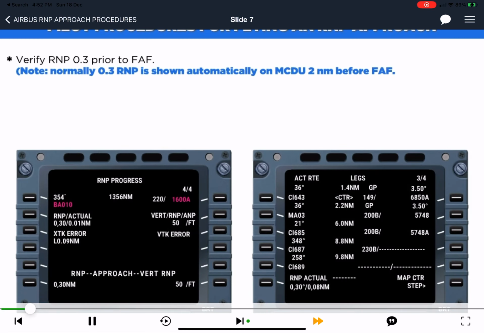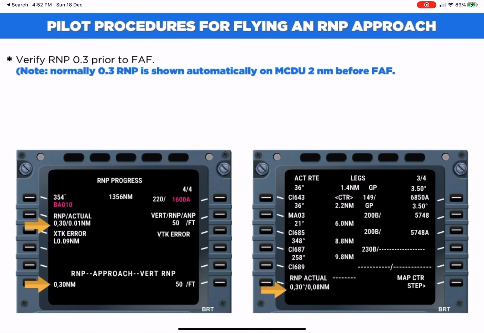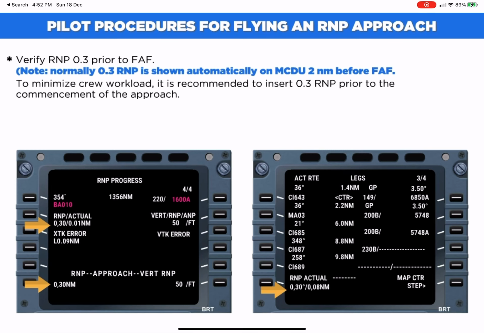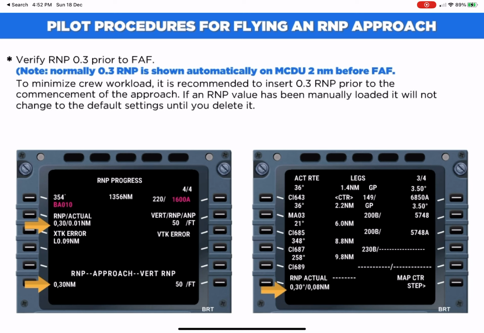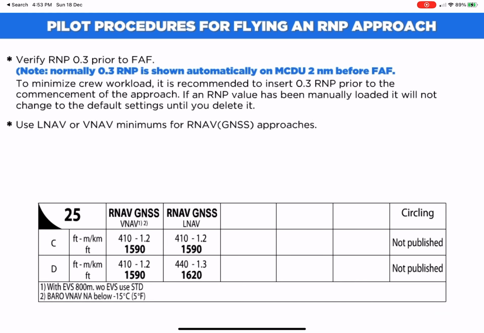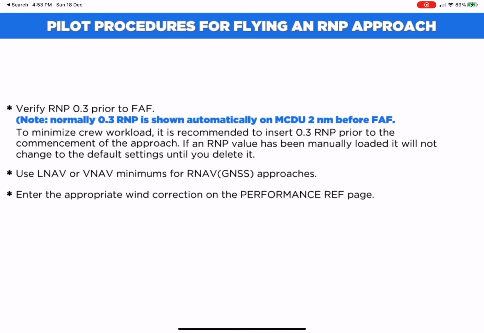Verify RNP 0.3 prior to FAF. Note: normally 0.3 RNP is shown automatically on the MCDU 2 nautical miles before FAF. To minimize crew workload, it is recommended to insert 0.3 RNP prior to the commencement of the approach. If an RNP value has been manually loaded, it will not change to the default settings until you delete it. Use LNAV or VNAV minimums for RNAV (GNSS) approaches. Enter the appropriate wind correction on the PERF APPR page.